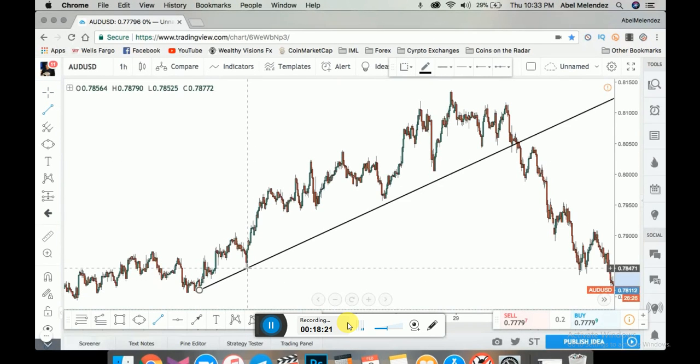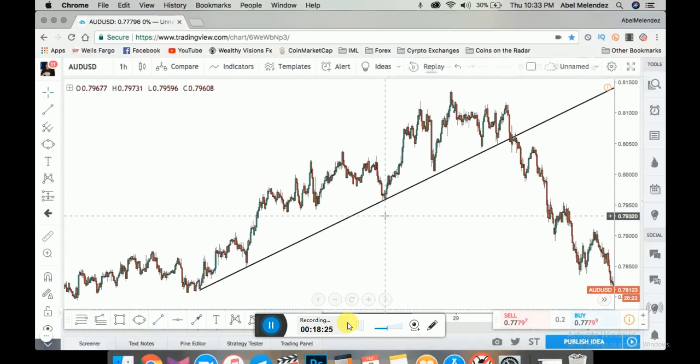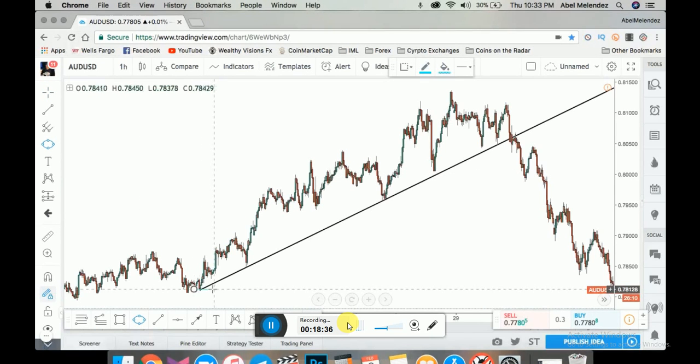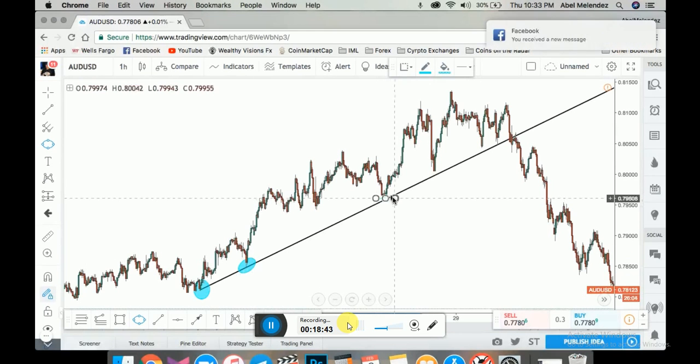Okay. Now let's see right here. We've got this other level right here, right? This is a beautiful level also. As you can see, we have 1, 2 creates the trend line. 3 confirms the trend line right here. Okay? This is beautiful, right? So we got 1, we got 2, we got 3, which confirms that it is a strong level.